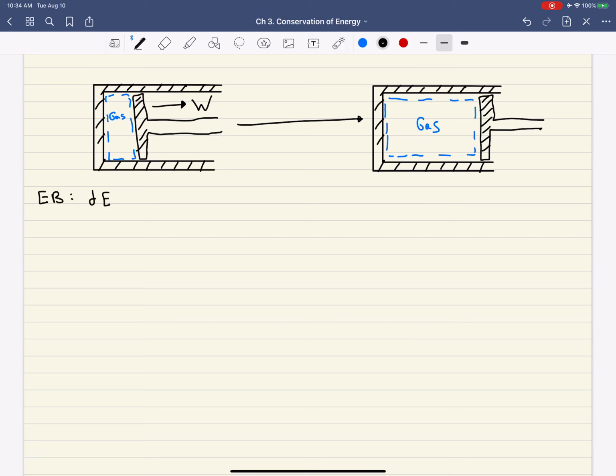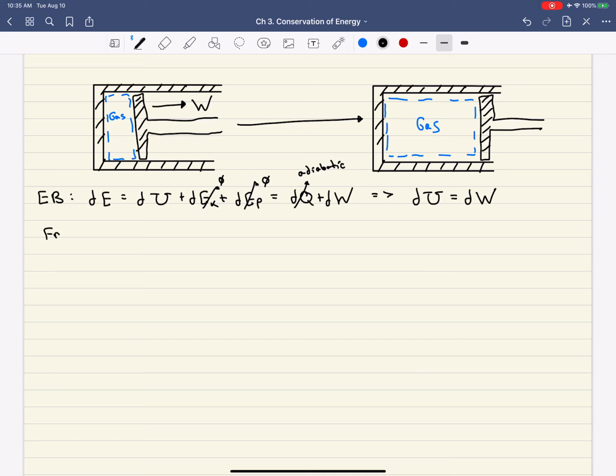we have dE is equal to dU plus dEk plus dEp is equal to dQ plus dW. We're still going to assume that changes in kinetic and potential energy are negligible, but we're also going to cross out dQ because this is adiabatic. And so what we're left with is that dU is just equal to dW. All right, so that's just what the energy balance simplifies down to.